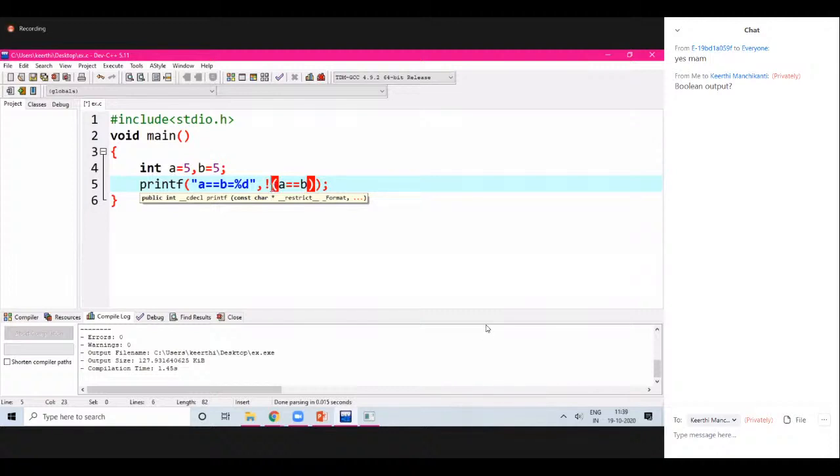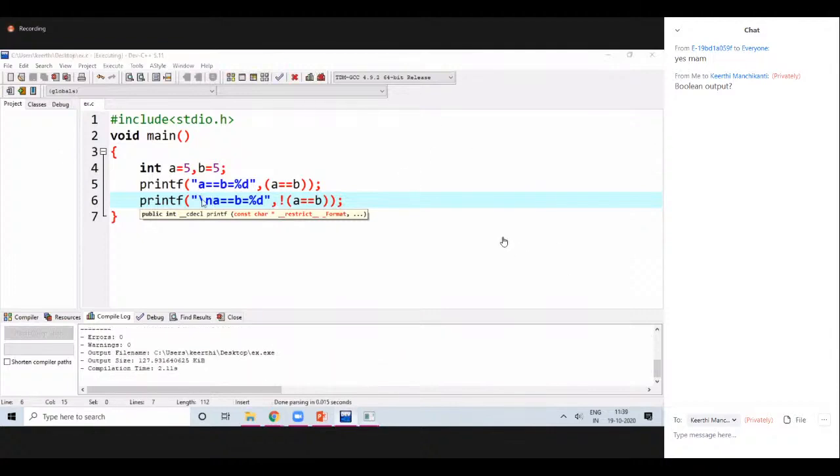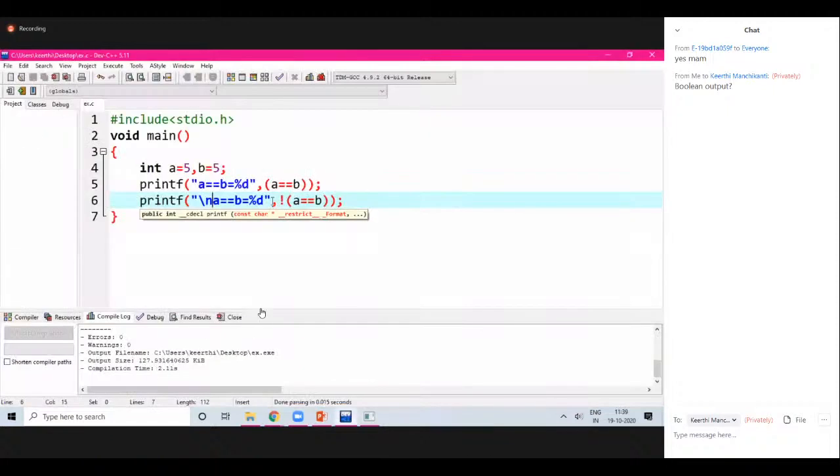Okay, so I'll show you both. How does not work? You can see, if you look at the first line of your output, it is 1. Yes, 5 is equal to 5, so you got the value 1. But in the second statement, 5 equals 5 is inverted to 0. Why? Because you are using logical not here. It is not the not-equals operator, it is only logical not.